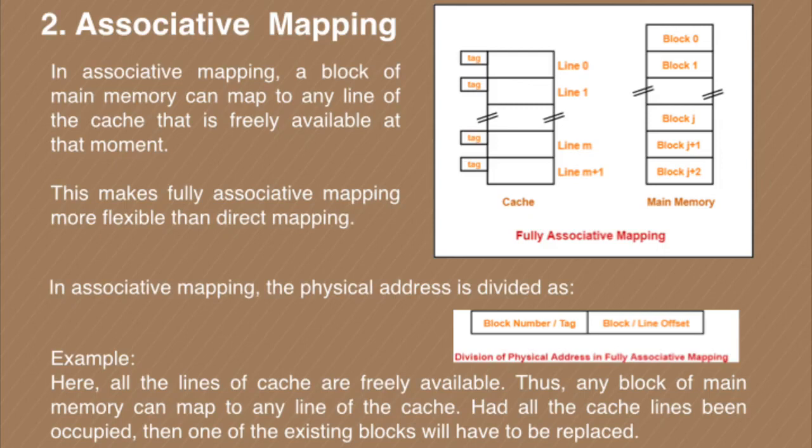Here the physical address is divided into two sections. The first section denotes the block number or tag, and the second the block itself. So this is the way the physical address is divided in associative mapping.